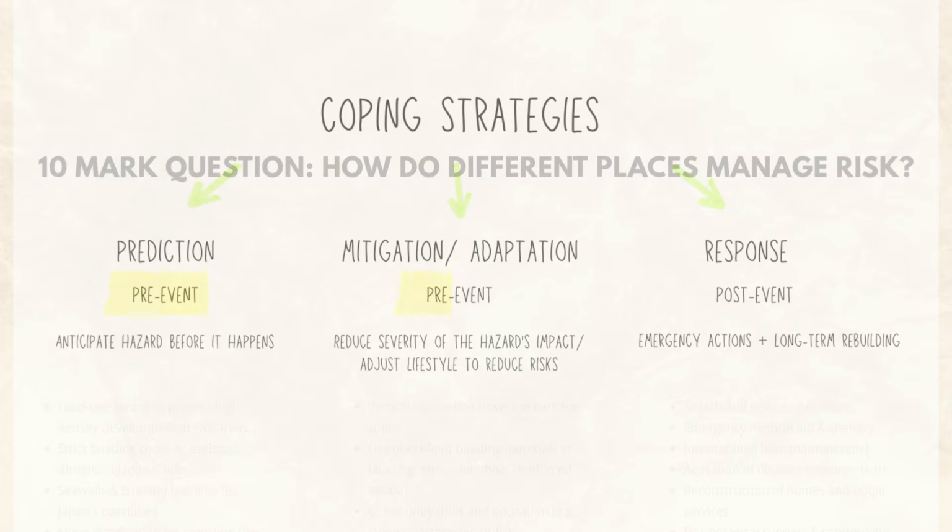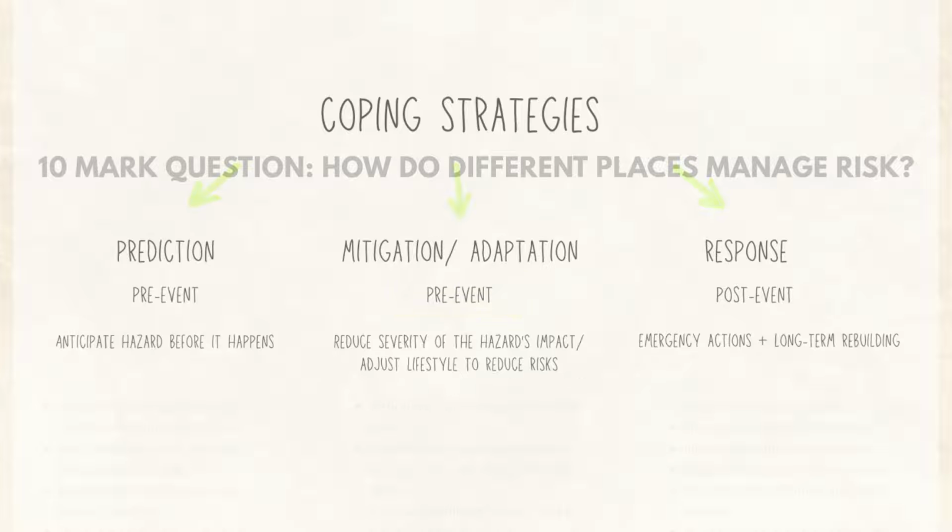Prediction and mitigation are both pre-event. Prediction aims to anticipate the hazard using monitoring systems such as sensors and trackers. Mitigation tries to reduce the hazard's impact or adjust lifestyles to live with the risk. This includes land use zoning to avoid building on fault lines or lava paths. These strategies are long-term and generally reduce loss of life and damage, especially where funding and governance are strong.